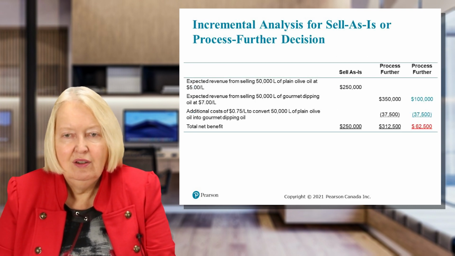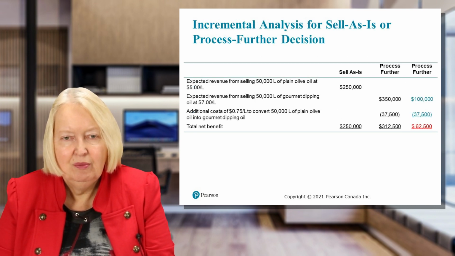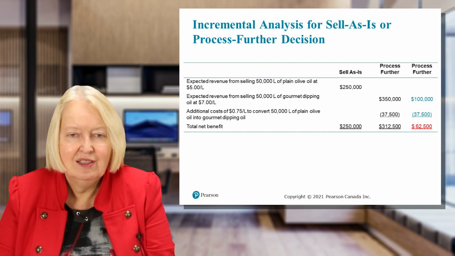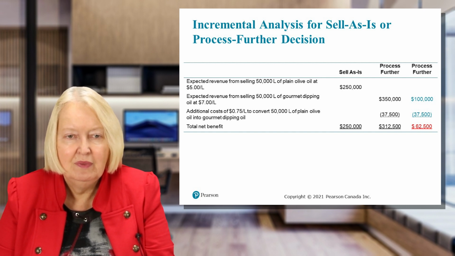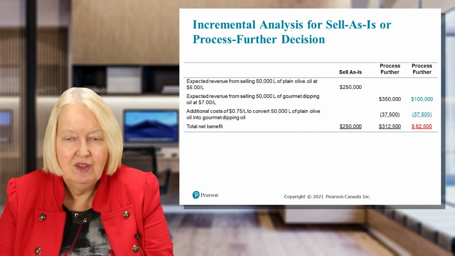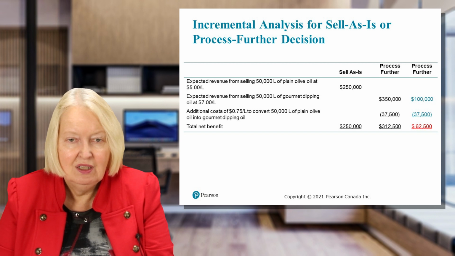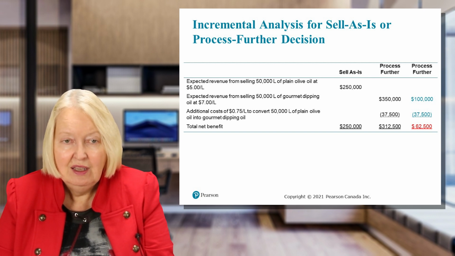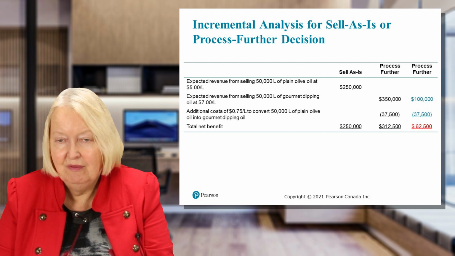So here, if you sell your product as is, we're looking at an example of olive oil at $5 a liter, selling it as it is, you get $250,000. But if you process it more and make it into a gourmet dipping oil, you can sell it for $7 a liter instead of $5. So that gives you revenue of $350,000.